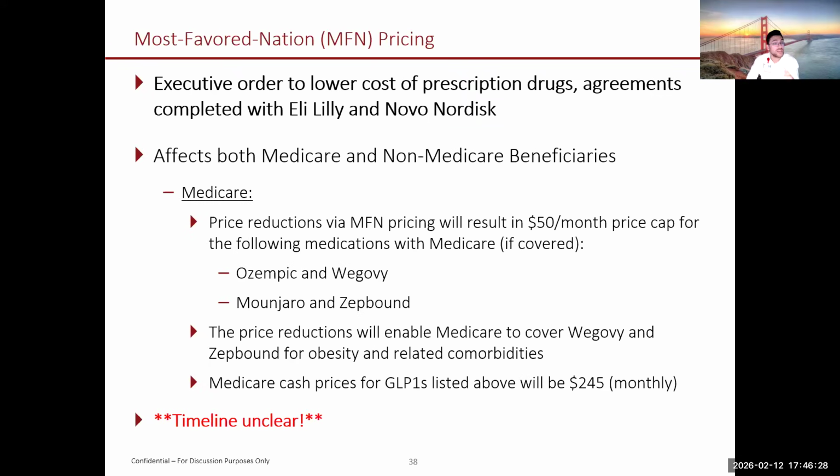More importantly, because the price will be reduced, it will actually allow Medicare to cover things like Wegovy and Zepbound, which are not diabetes versions of medicines, but obesity-related versions of medications that we use in diabetes, which are currently not really covered by Medicare. And it also says that if you're someone that has a plan that doesn't cover these drugs, but you have Medicare, the cash price will be $245 a month.